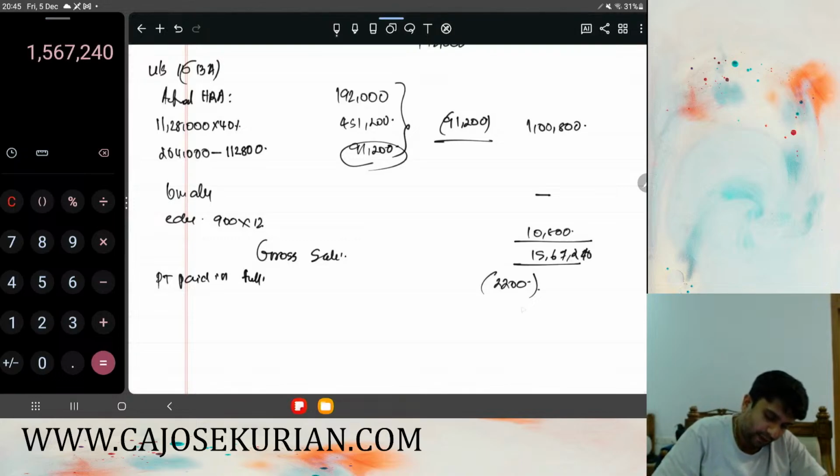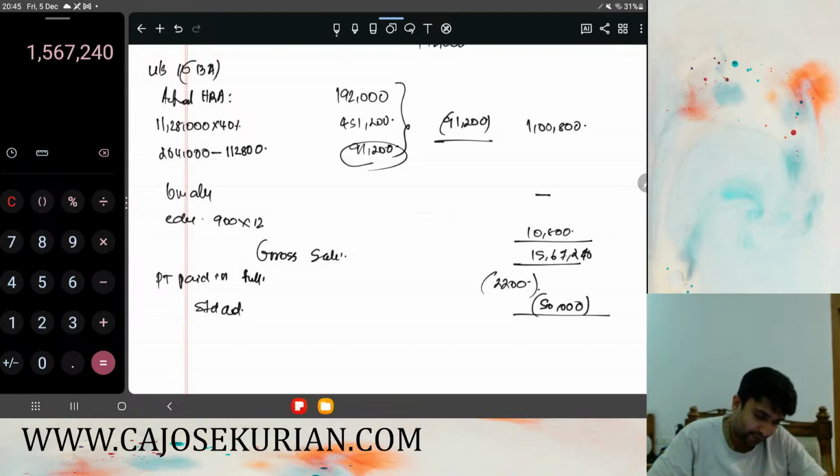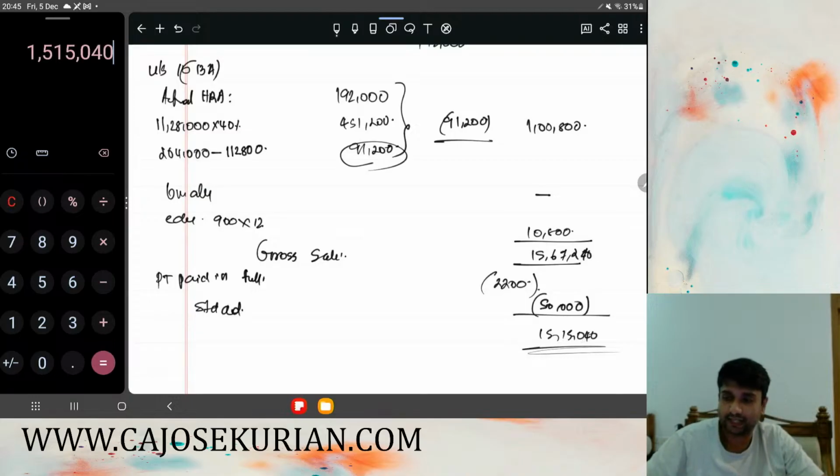15,67,240 minus 2,200 and standard deduction. 50,000 rupees you will be getting. That also you have to deduct. So 15,67,240 minus 2,200 minus 50,000 will be 15,15,040 rupees. That shall be the taxable salary. So I hope that also was clear, friends.